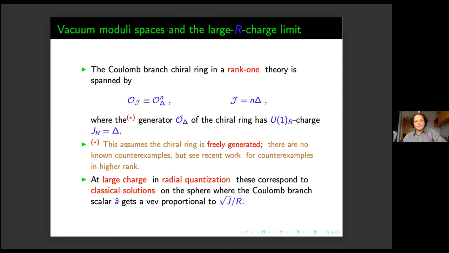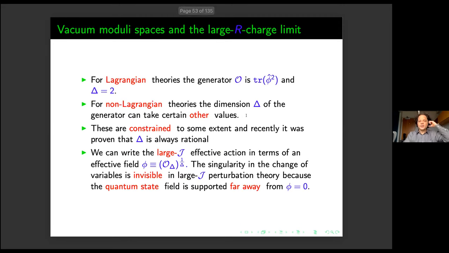So the Coulomb branch chiral ring in a rank 1 theory is spanned by powers of the chiral ring generator, nth powers. So if it has dimension delta, these operators have dimension and R charge J equals N delta. And so at large R charge and radial quantization, these correspond again to classical solutions on the sphere, where the Coulomb branch scalar gets a VEV proportional to root J over R. So for Lagrangian theories, the generator is trace phi hat squared and delta equals 2. Now for non-Lagrangian theories, delta is some other value. There's a finite list of them, but there are like half a dozen or a couple more of these rank 1 non-Lagrangian theories.